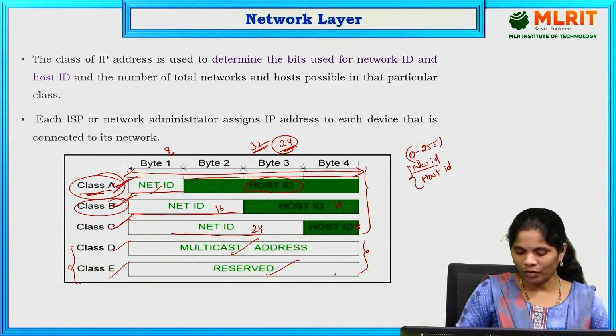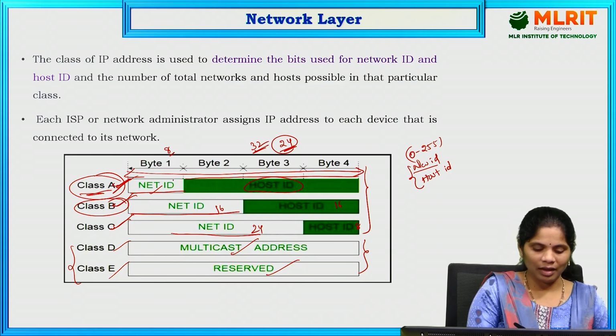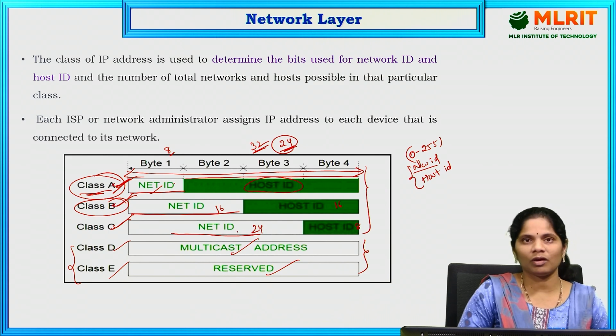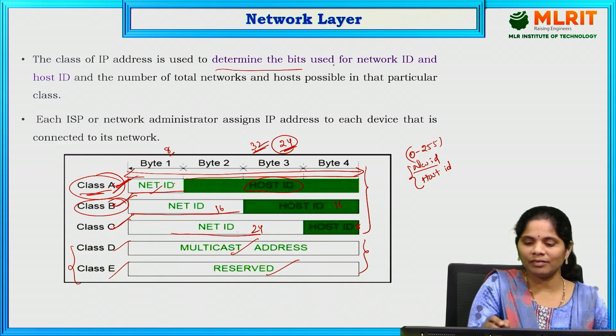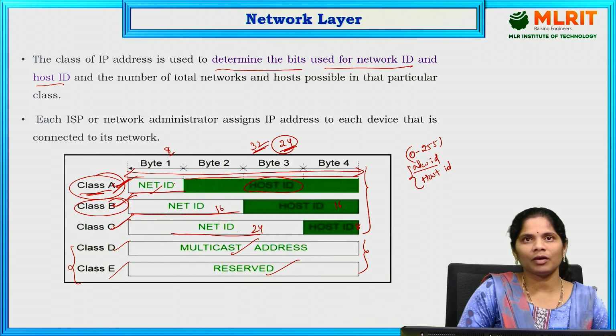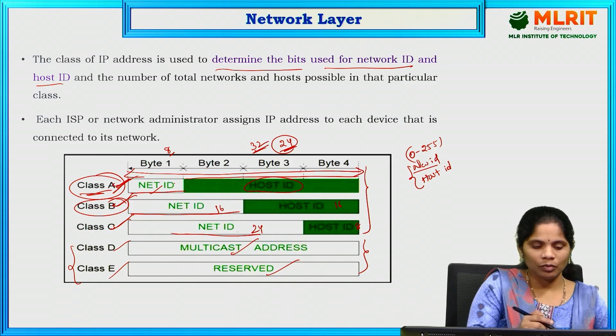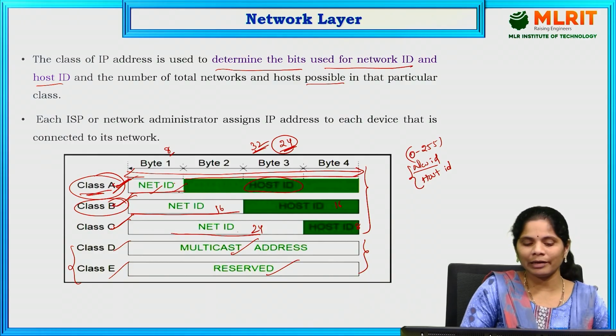We are not talking about these two because they are already reserved for multicast and experimental purposes. We are only talking about 8, 16 and 24 bits of the net IDs of class A, class B and class C. So, these IP address classes mainly determine the bits used for the network ID and host ID. For that purpose only we use this IP address: the total number of networks and hosts possible in that particular network. How many networks are there, how many hosts are there in that network? For identifying that, we use the IP address.